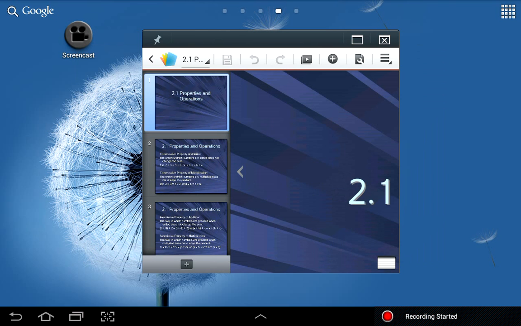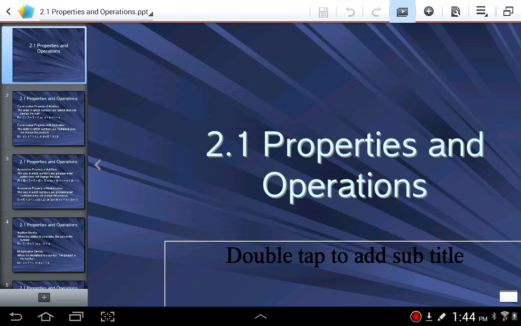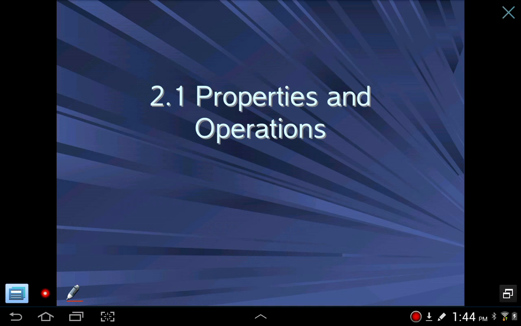Okay guys, let's get started on our first lesson with trying my tablet here. So let's see how this goes. Today we are going to talk about 2.1 properties and operations.